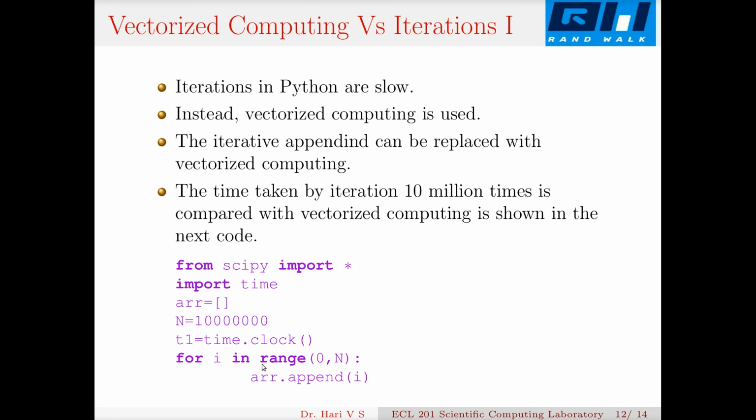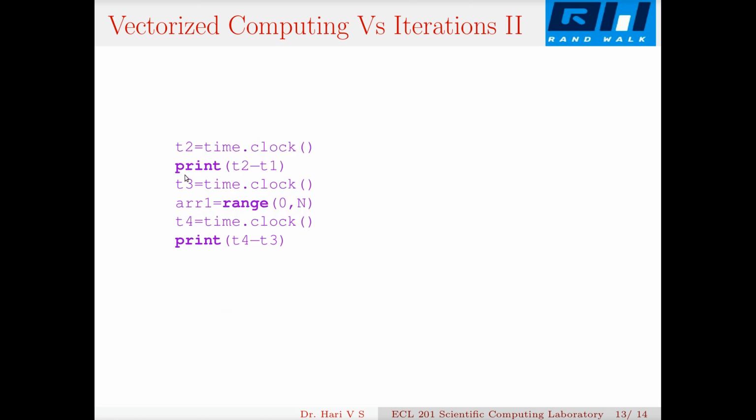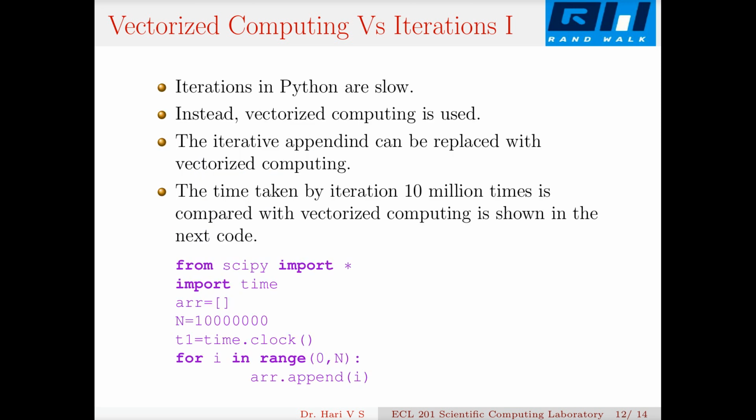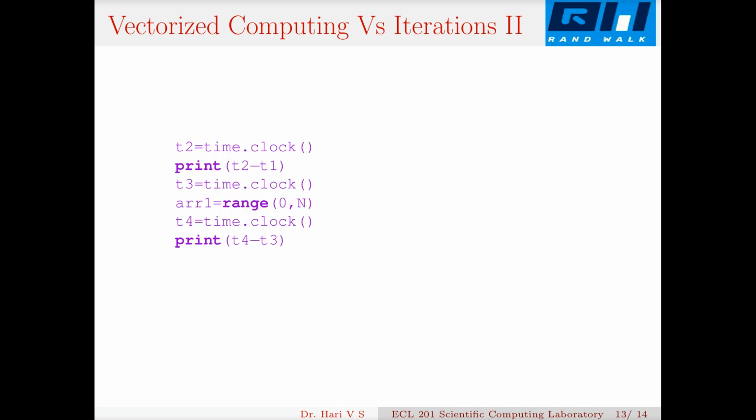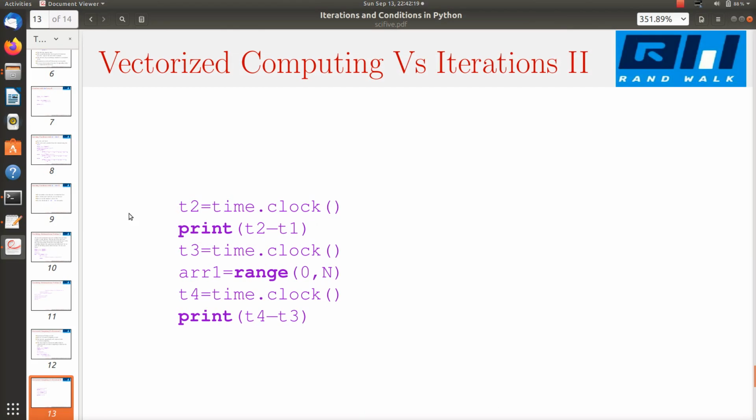So how much time does it take? It computes T1. So what is the time after that? T2 is time.clock. Then print T2 minus T1, so I can know. Now I can execute the same thing by using the range function. Range 0, n will give me a vector of length 10 million, that is, values from 0 to 10 million minus 1. So what is the time needed for that? If I compare T2 minus T1 and T4 minus T3, you can see that vectorized computing is much faster than iterations.